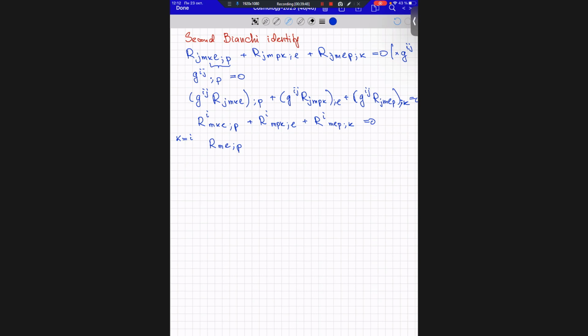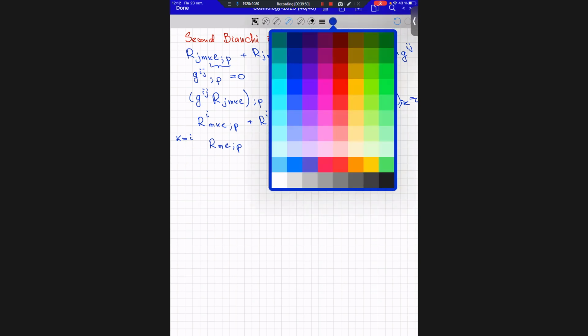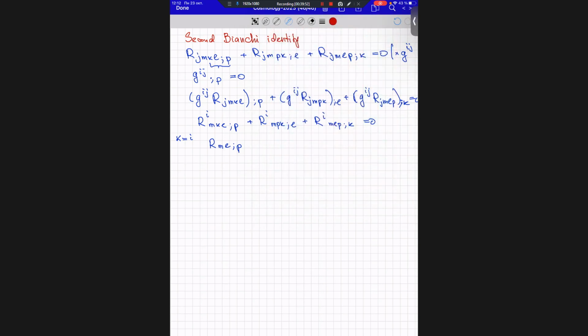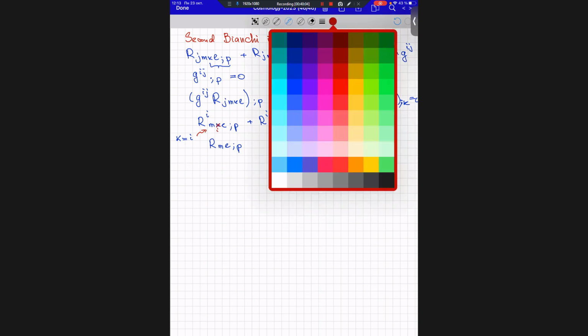I will put it so that instead of K, now I put I. Here I put I. You can rewrite it, but I will use a much shorter way.